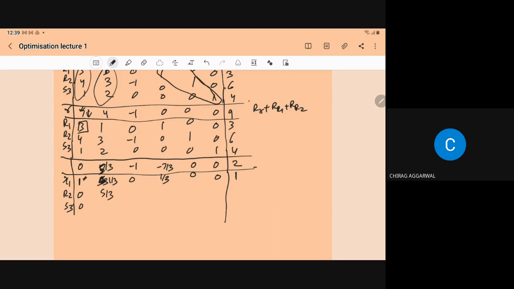9 minus 4, correct? Then minus 1 into 4, that is the -1. Then 0 minus 4 by 3, so minus 4 by 3. And 1 minus 0, that is the 1. 0 minus 0, that is the 0. 6 minus 4, that is the 2. Please check the calculation. Then 1 minus 1, that is the 0. 2 minus 1 by 3, so it is the 5 by 3.